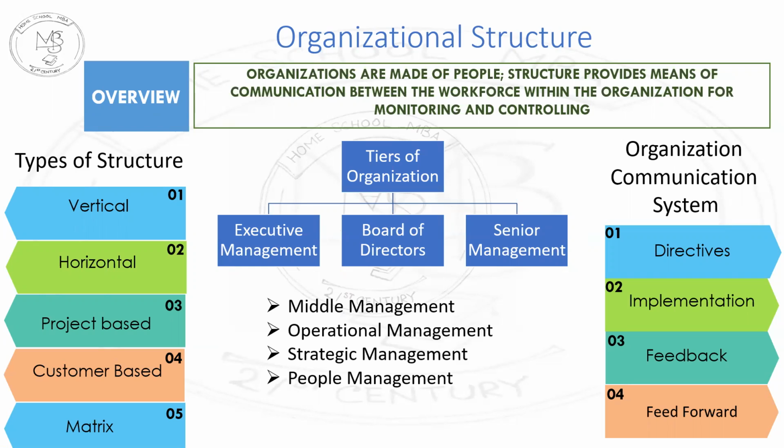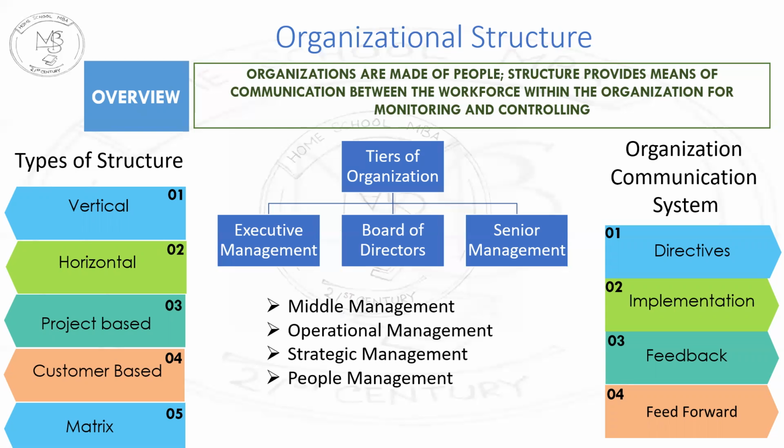However, universally speaking, organizational structure means that organizations are made of people. Structure provides means of communication between the workforce within the organization for monitoring and controlling. What it means is that the chief executive or the head of the organization sets the policies of the organization. And for implementation, they also form rules and regulations, SOPs, and job descriptions, etc., at various levels. So that is how the organization is structured to achieve its objectives.